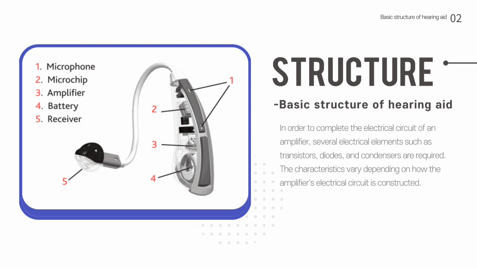The amplifier is the most important part of the hearing aid, and in order to actually complete the electric circuit of the amplifier, several electrical devices such as transistors, diodes and capacitors are required. Its characteristics vary depending on how the electric circuit of the amplifier is configured using these.